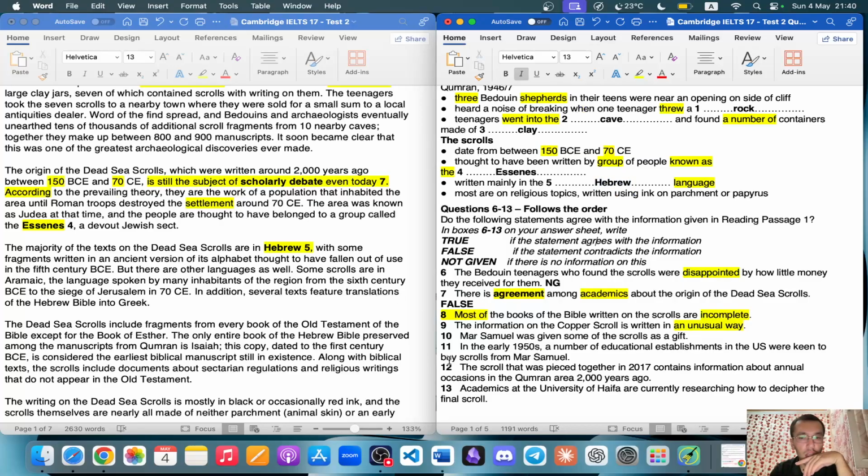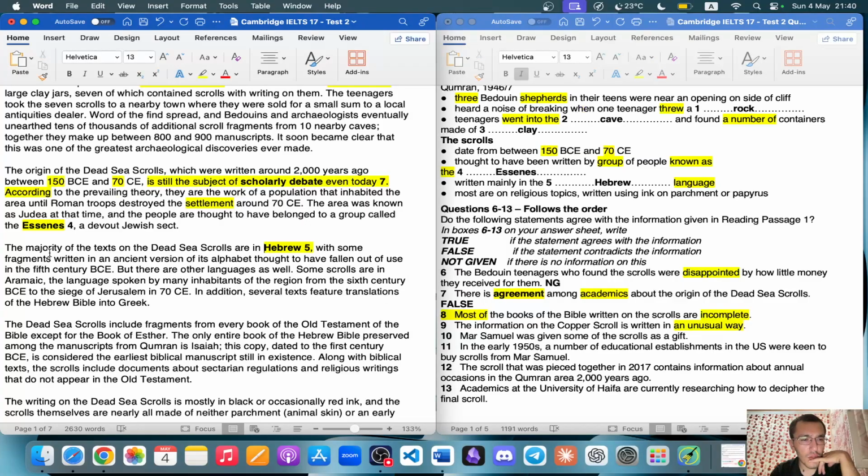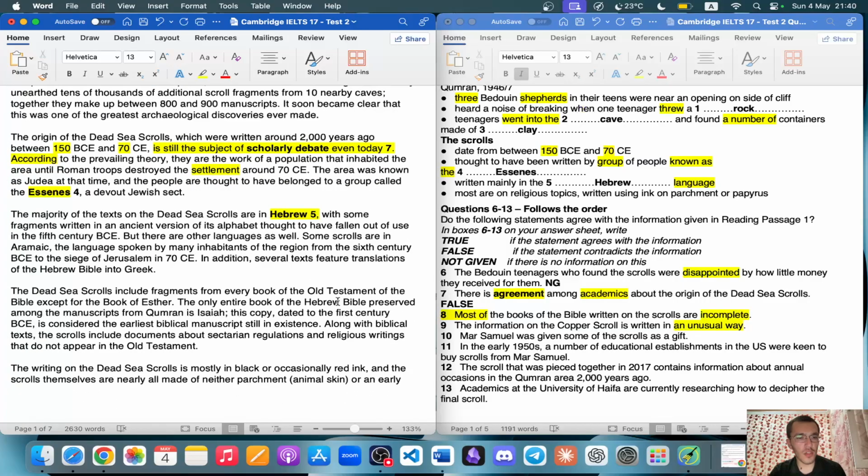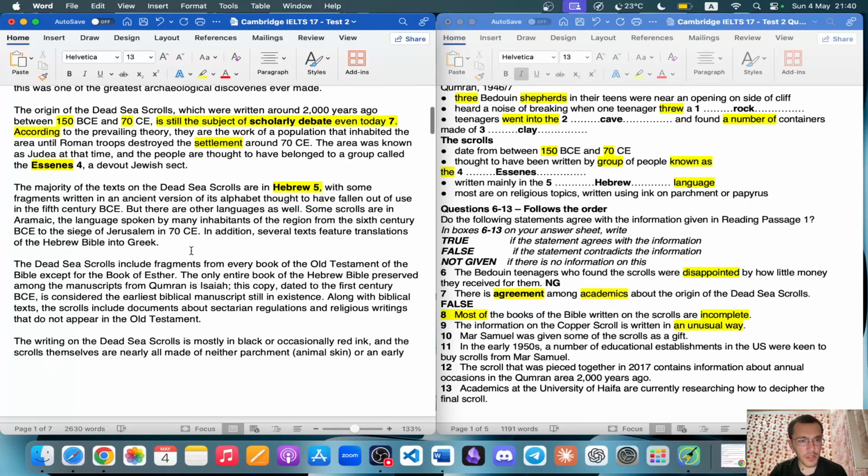Most of the books of the Bible written on the scrolls are incomplete. The majority of the text on these Dead Sea Scrolls are in Hebrew, with some fragments written in an ancient version of its alphabet, thought to have fallen out of use in the 5th century BCE. But there are other languages as well. Some scrolls are in Aramaic, the language spoken by many inhabitants of the region from the 6th century BCE to the siege of Jerusalem. In addition, several texts feature translations of the Hebrew Bible into Greek. So, most of the books of the Bible written on the scrolls are incomplete. It's not saying anything about the incompletion. So, all right.